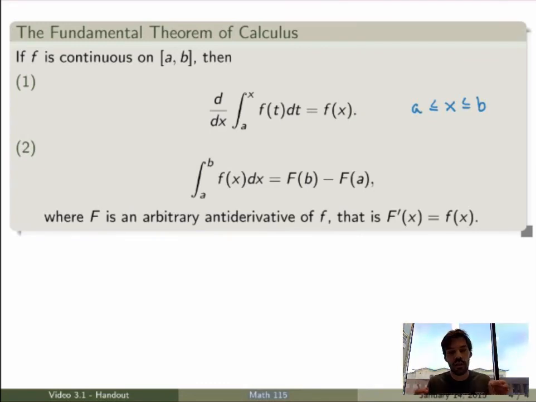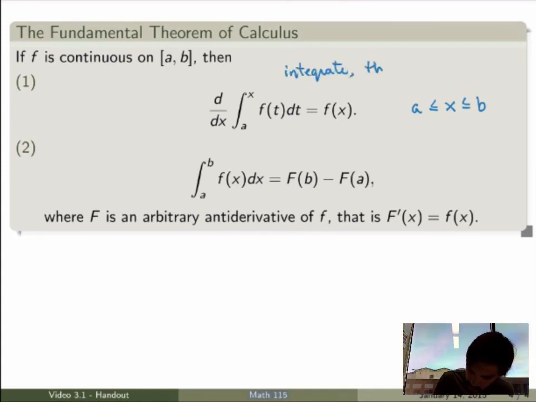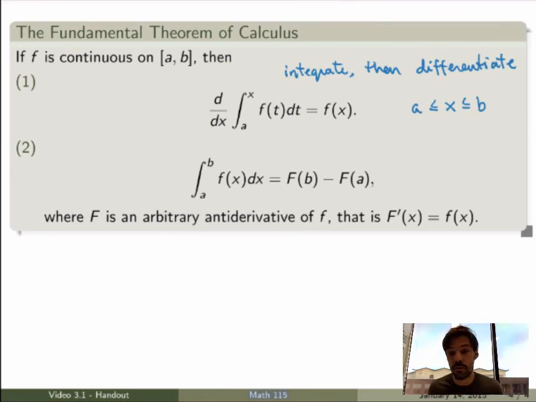Now, what you should get out of this is that what the fundamental theorem of calculus is saying is really that differentiation and integration are inverse processes. Now, what does that mean? Well, the first part is saying that if you first integrate a function f of t, then differentiate, you recover the original function. Right? So you integrate and then differentiate, you recover the original function.